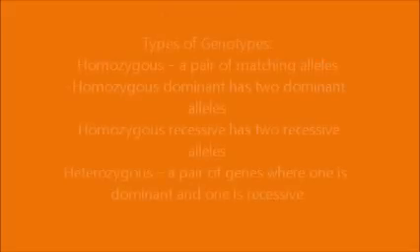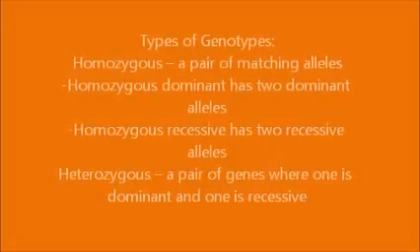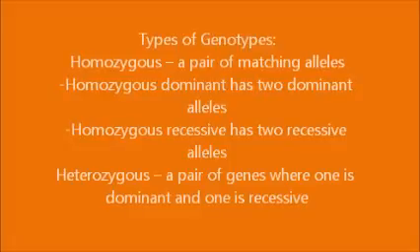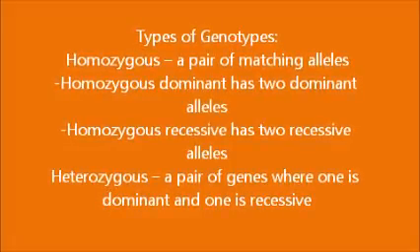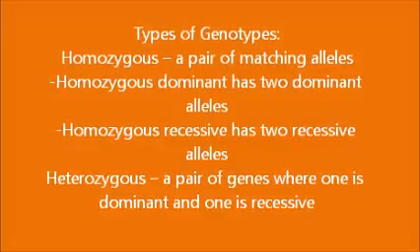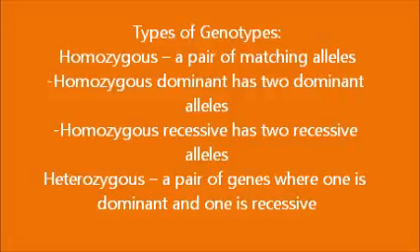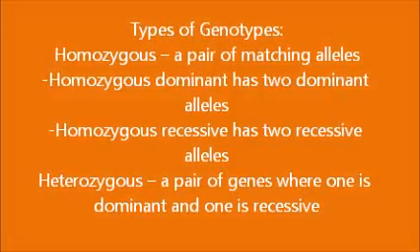Let's look at the types of genotypes. Homozygous is a pair of matching alleles. Homozygous dominant has two dominant alleles. Homozygous recessive has two recessive alleles. That means when you're plotting them in a Punnett square, you will have both uppercase or both lowercase letters.